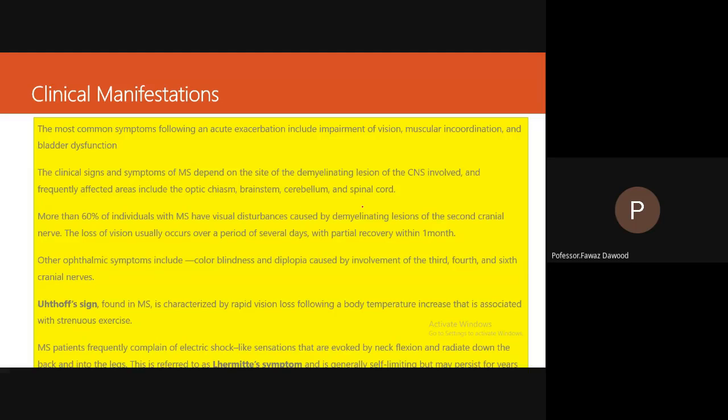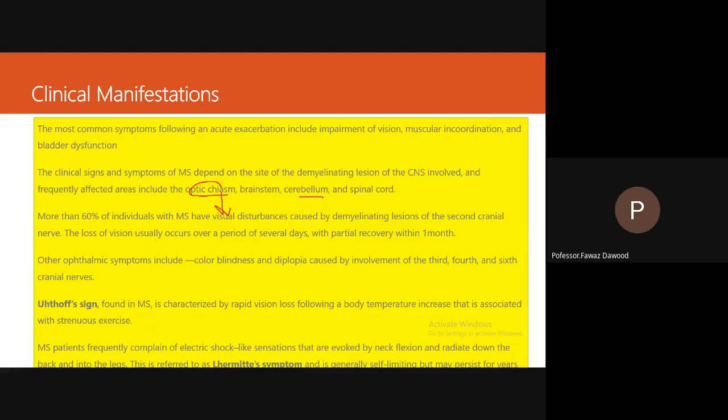ماذا يحدث عند هؤلاء البيشنت؟ What are the clinical symptoms? The clinical symptoms يعتمد which area is going to be affected. Sometimes the optic chiasma is going to be affected, so the patient may complain of visual disturbance. Sometimes the cerebellum is going to be affected.